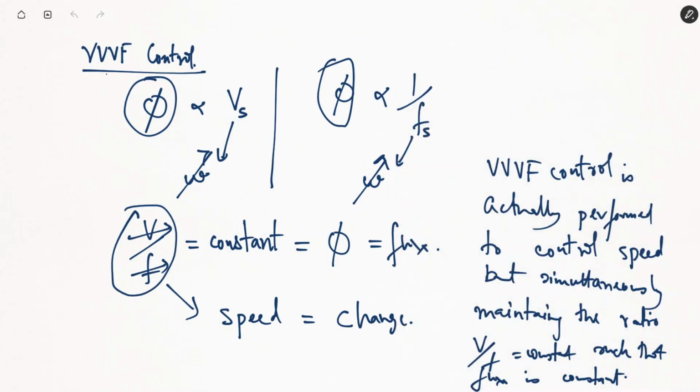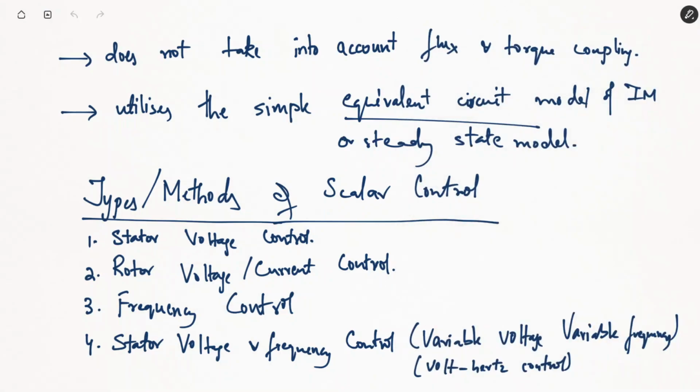We have seen four methods of scalar control strategy so far. One was the stator voltage control. Simply increase the voltage, speed will increase, decrease the voltage, speed will decrease. But while you are changing the voltage, flux will also change. So we are not keeping in mind the flux at this time. Since flux is changing, speed will be affected. Flux variation is sluggish. That means speed variation will also become sluggish.